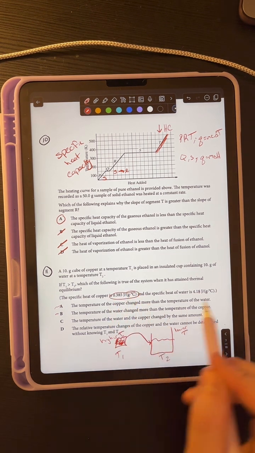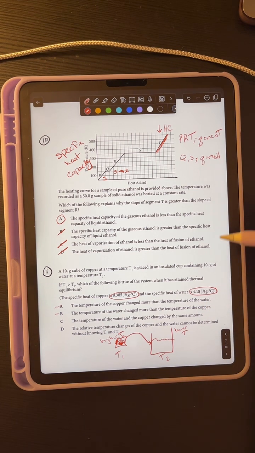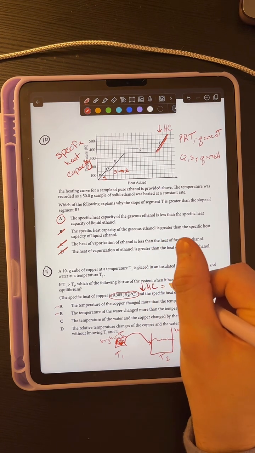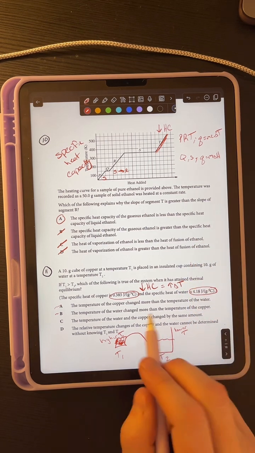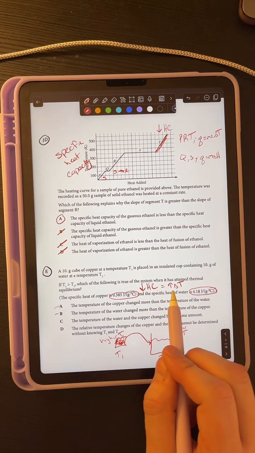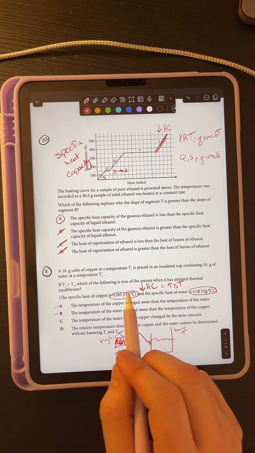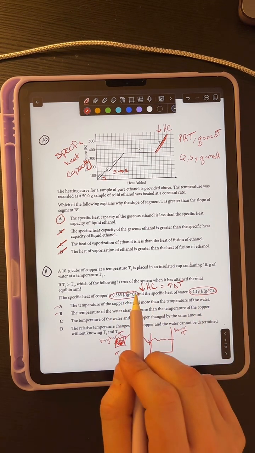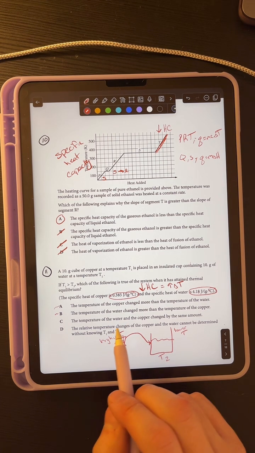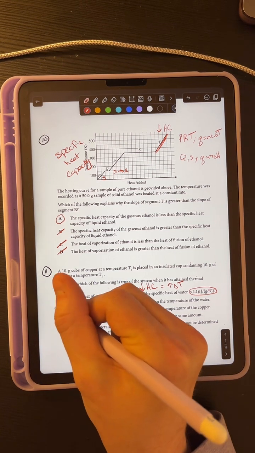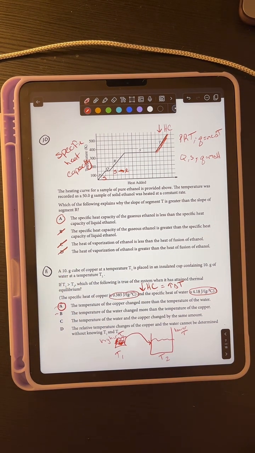This is where heat capacities come into play. And this question is just getting us to look at a low heat capacity and a higher heat capacity and what that actually means. Well, we just said a low heat capacity means a greater change in temperature. So a lower heat capacity means that we're going to have a greater temperature change. So since copper has a lower heat capacity than water, we'll see that copper changes temperature more than the water. So the temperature of copper changed more than the temperature of water. That is true. So the correct answer here is choice A.